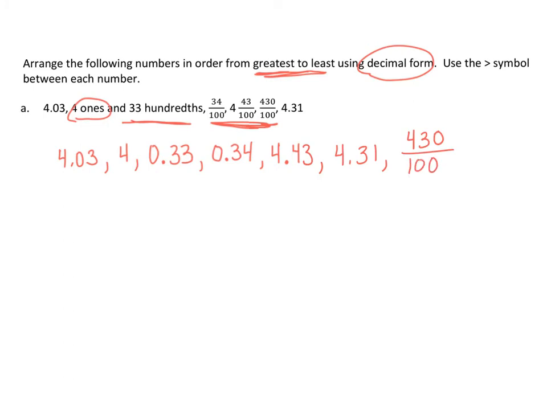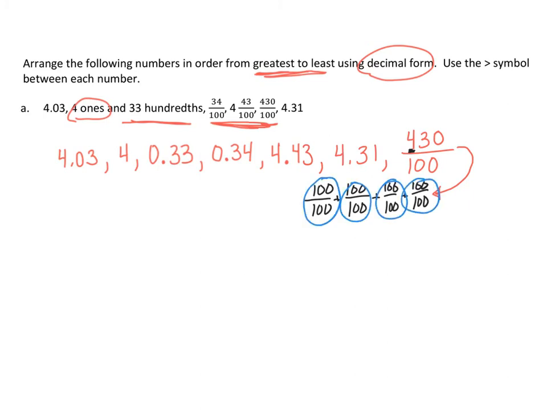Now let's look at 430 over 100. Well, this is an improper fraction, so we have to pull those wholes out. When we pull those wholes out, we've got 100 over 100, another 100 over 100, another one, so that's 3 wholes. And I can pull another whole, which would represent 400. So how many wholes do we have? We've got 1, 2, 3, 4 wholes. And then we're left with 4 and 30 over 100.